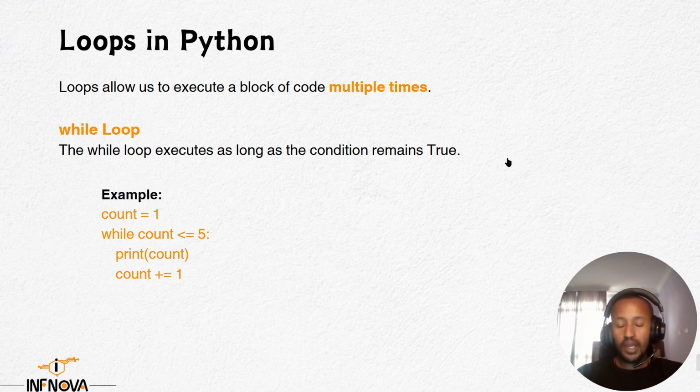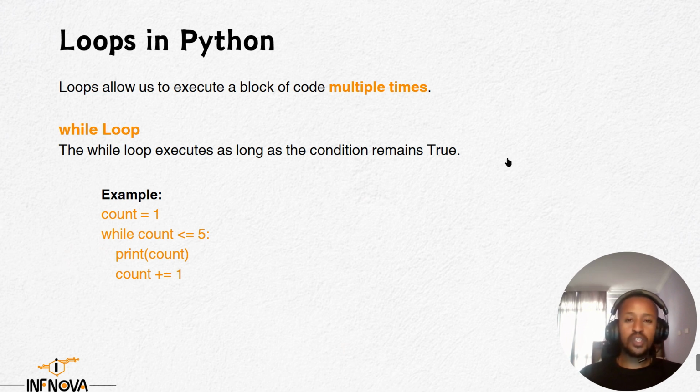For example, the while loop is one of the types of loops in Python, and this loop is executed whenever a certain condition is true. If it's never true, then it's never going to execute. So as long as the condition is true, it's going to keep on executing it.